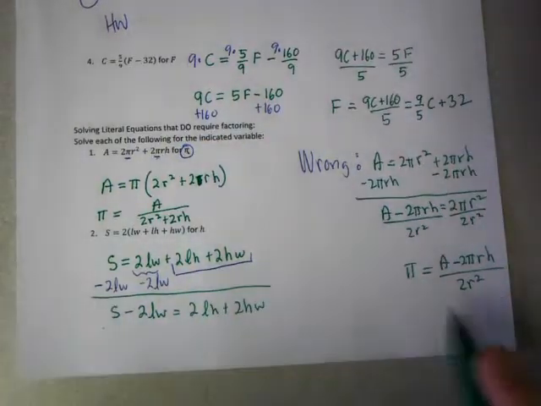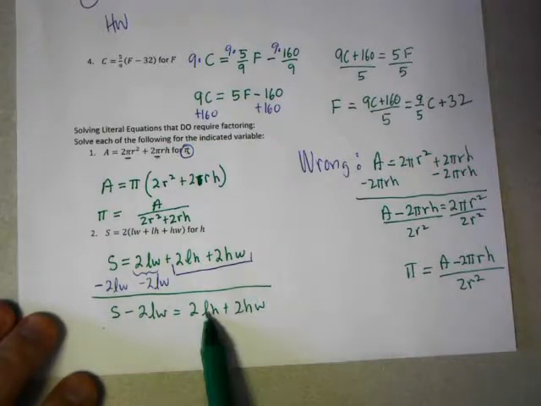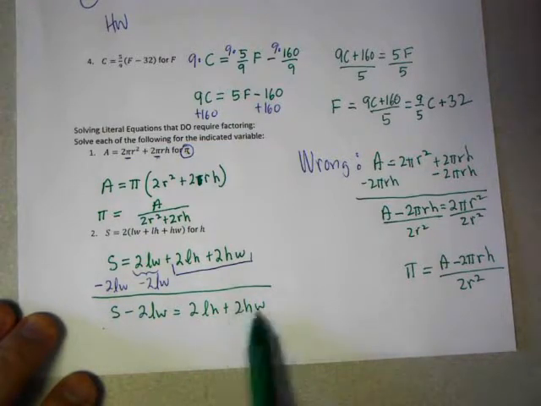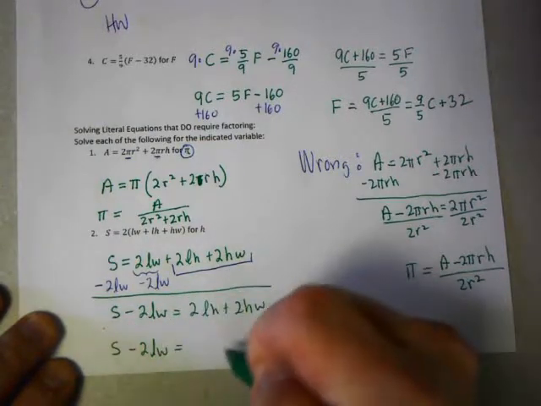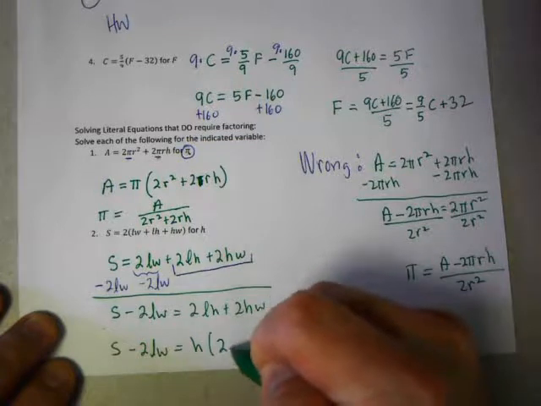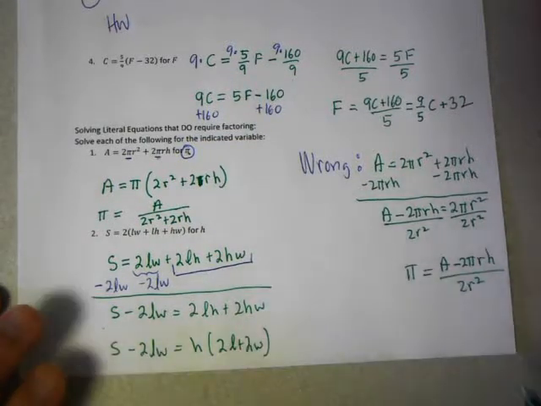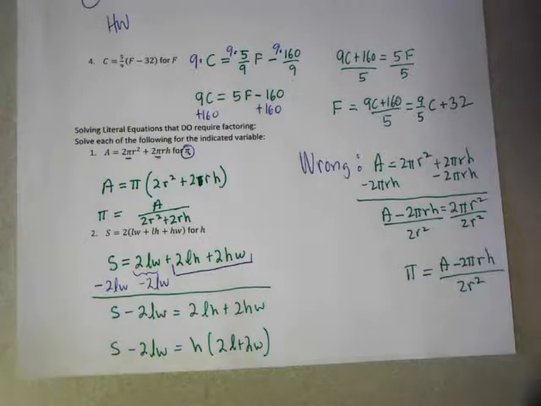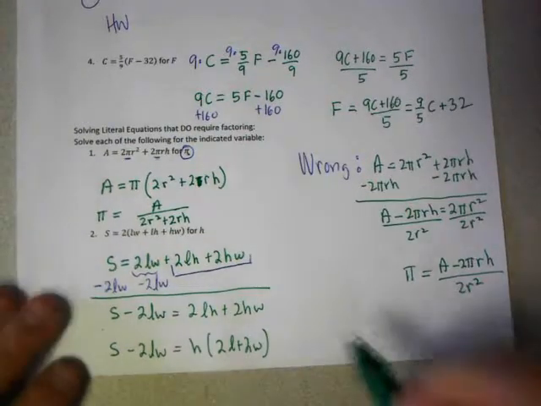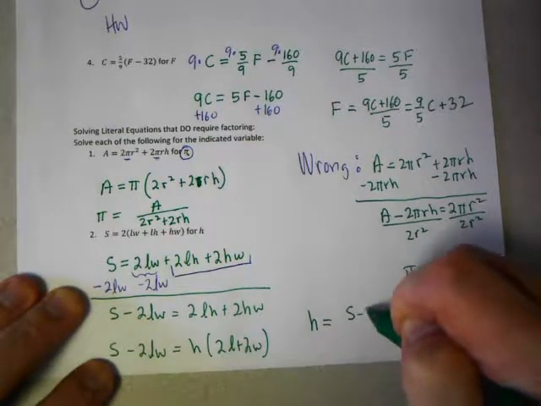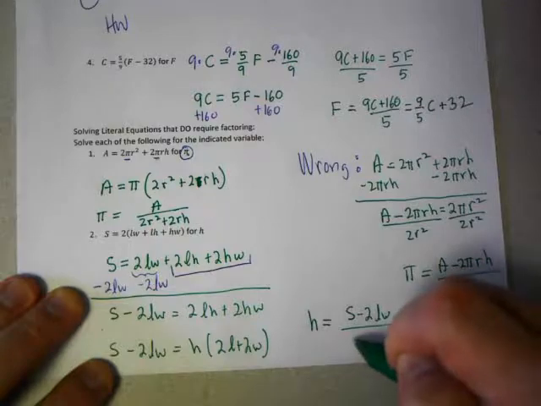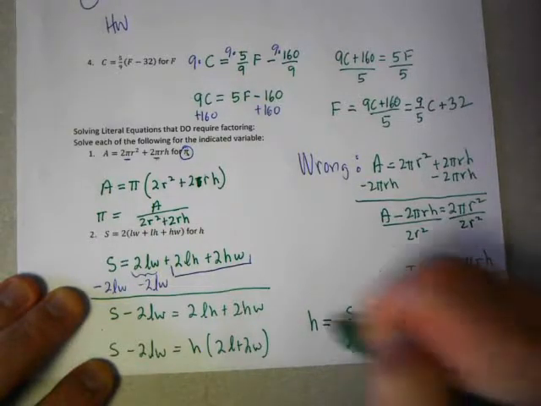The reason I want to do that is now that on this side, all the terms have h in them, I can factor that h out. So I'm going to have s minus 2lw equals h times 2l plus 2w. And again, I could have factored out more. We're not taking out the greatest common factor here. We're just taking out a common factor. The common factor is the letter h. So finally, to get h all by itself, I divide. Final answer will be h equals s minus 2lw divided by 2l plus 2w.